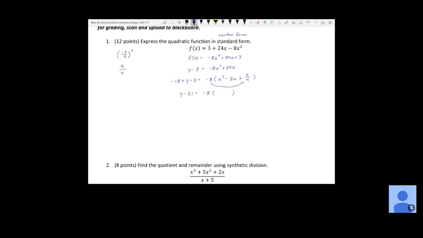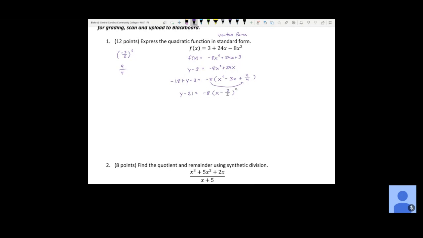Okay, almost. The problem with that, we actually do want to include fractions this time because we've already factored out that negative 8, right? So we don't want any coefficient in front of the x. So we actually are going to use a negative 3 halves this time. So it's going to be x minus 3 halves squared.